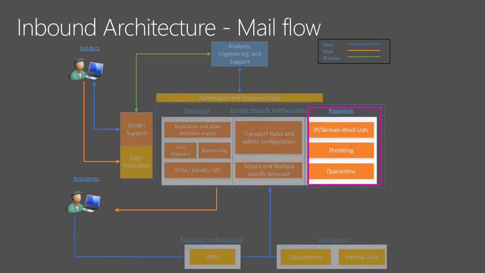Now, what do we do if mail gets caught? So if it's really terrible, as I said, or if you're a repeat offender, IP domain block list, and that's going to be a feedback loop back to the edge protection first yellow block that we discussed.